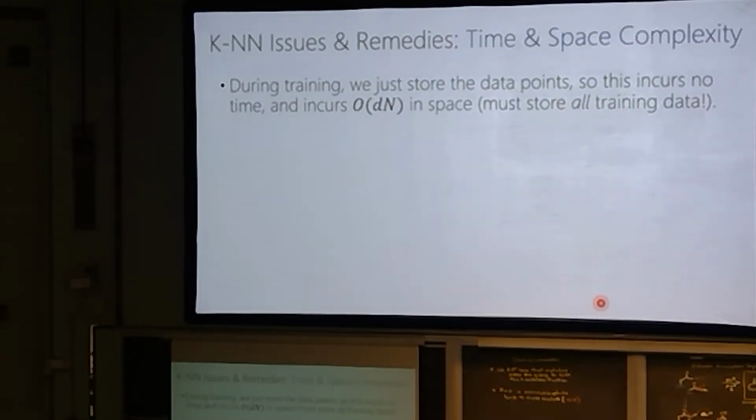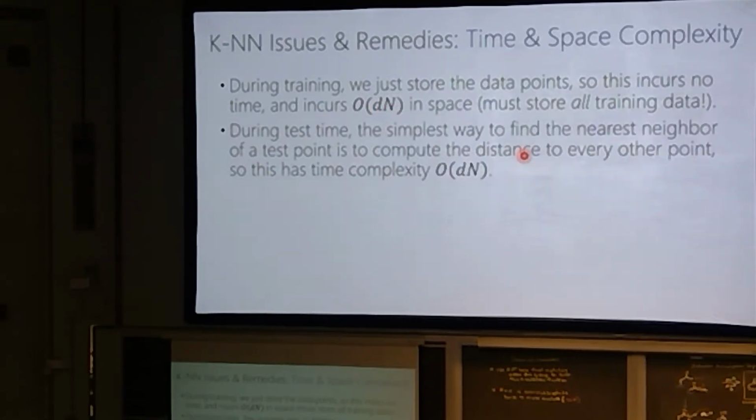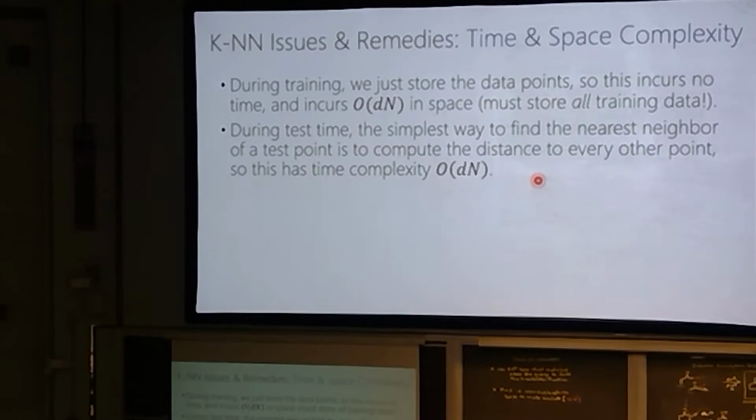Okay, so now there's this weird phenomenon, because this is instance-based, or non-parametric, learning. To store the model, we have to store all of the data points, and so that incurs storage that is order linear in dimensions and number of data points, which is kind of absurd. And during test time, the simplest way to find the nearest neighbors of a test point is to compute the distance to every other point, and so that's going to be order d times n.